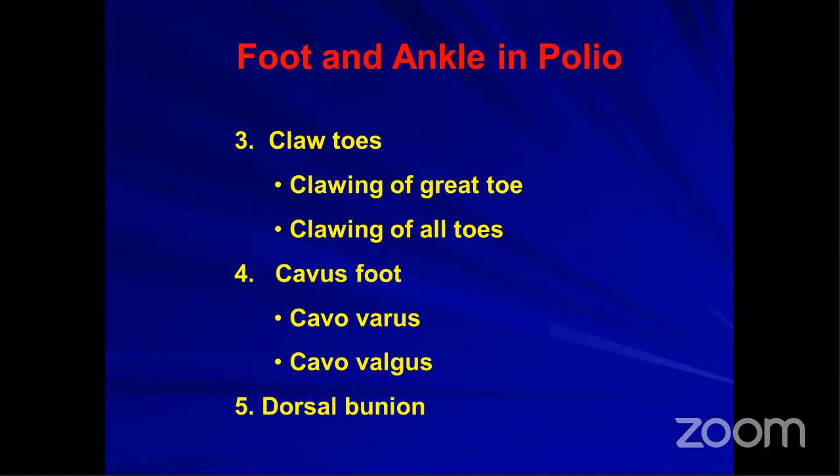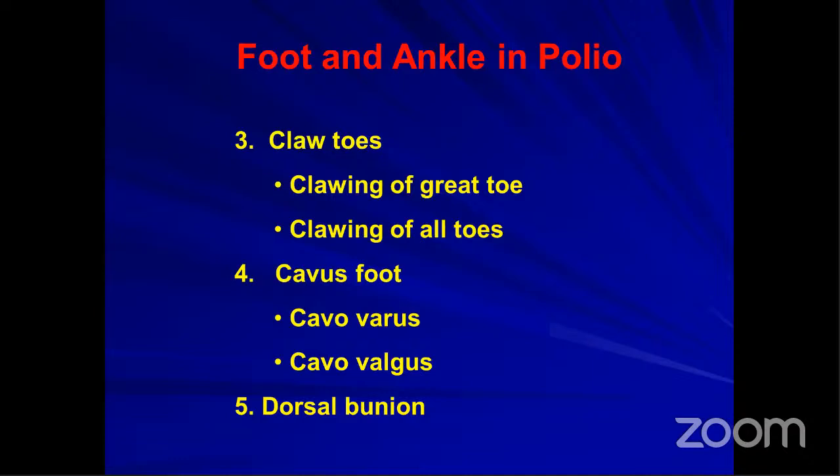The next deformity we have is the clawing of the toes. Clawing, by definition, again, drawing parallels from the animal kingdom, is hyperextension of the metatarsophalangeal joint with flexion of the interphalangeal joint, which means the extensors of the MP joint have to be intact, the flexors of the IP joint have to be intact. So that's an important part of clawing of the toes.